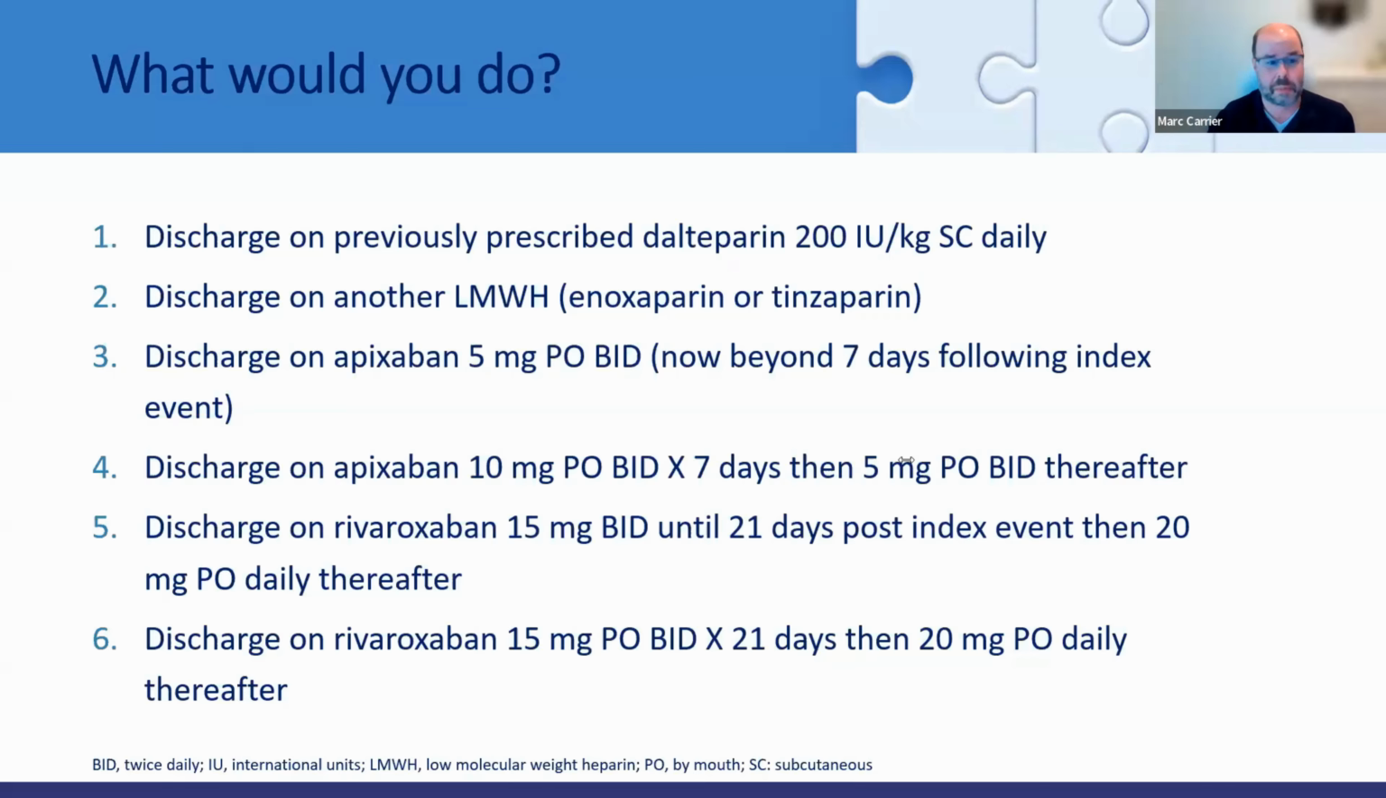She was started on dalteparin, so do you discharge her on dalteparin? Do you use another low molecular weight heparin, enoxaparin or tinzaparin? Do you then feel comfortable with DOACs? And just to twist it, because she already had a week, you'll start her on 5 BID, or do you want to use the bigger doses for 7 days and then back on 5? Or do you prefer rivaroxaban because there's a 21-day higher dose, so you feel a bit more comfortable about risk of recurrence? What would you do?